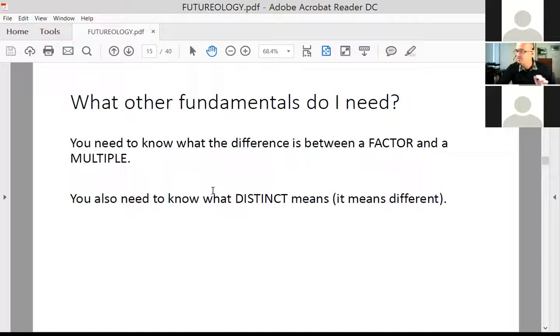The other thing that I want to mention is that we need to know the difference between a factor and a multiple. A factor is what divides into a number. A multiple is what the number multiplies out to. So for example, the factors of 15 are 3 and 5, and also 15 and also 1. The multiples of 15 would be 15, 30, 45, 60, etc. So the multiples get bigger from the number. The factors are what divide into the number.